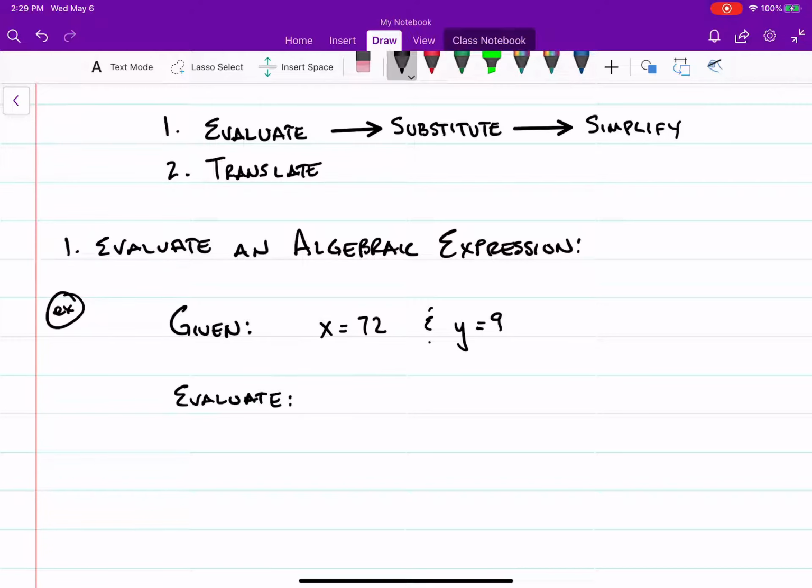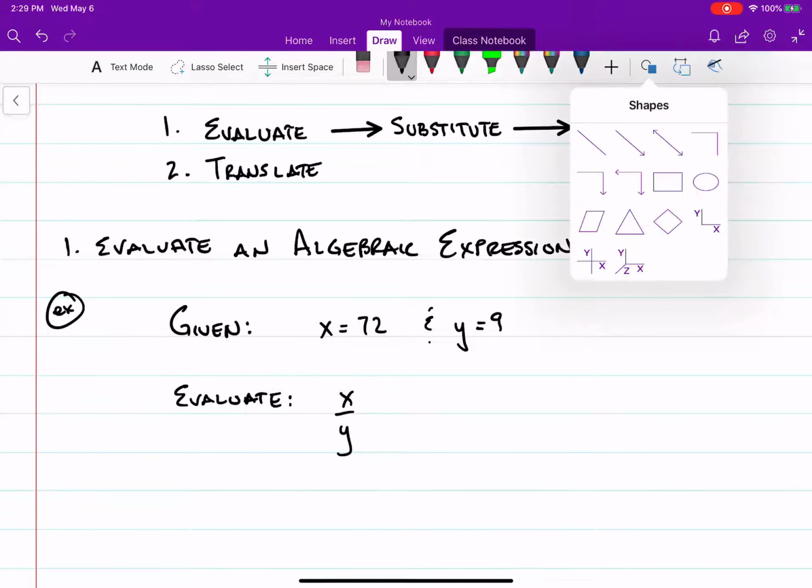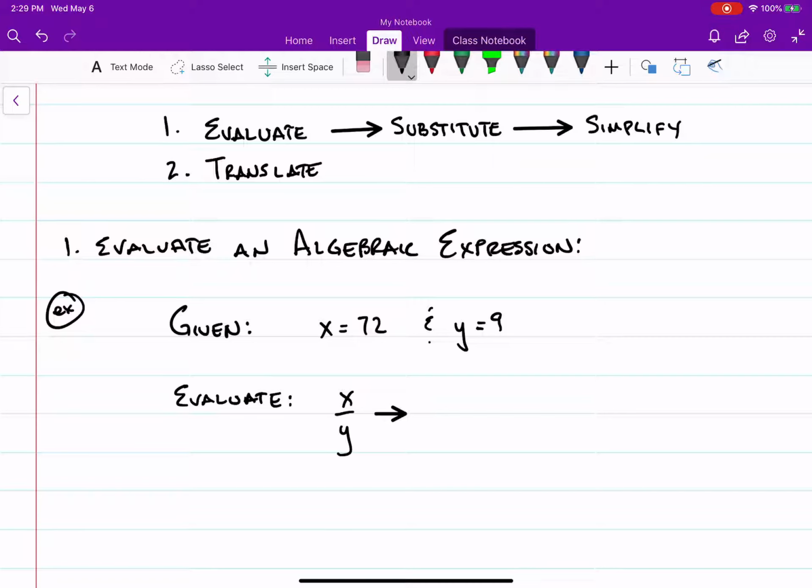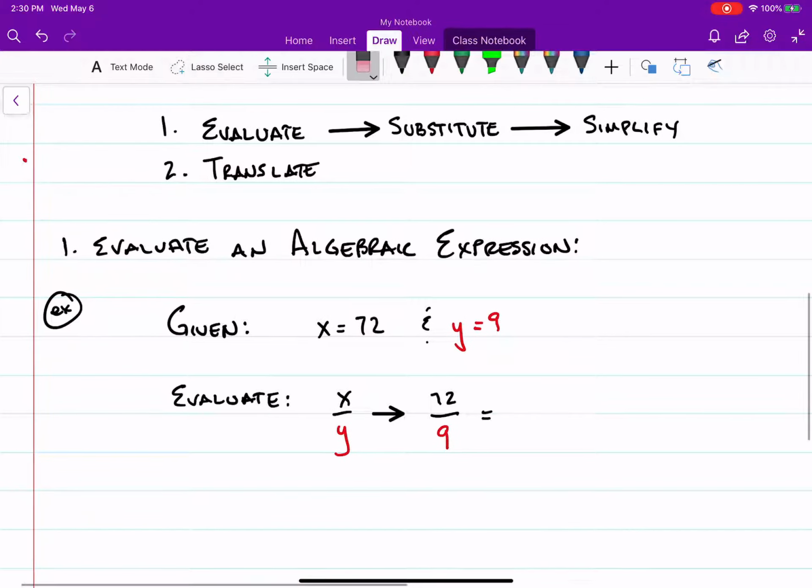All right. So it might tell you to evaluate x over y. So before I even do that, let's call that red. So I want to also choose this to be red. All right, so now what we're going to do is we're going to substitute. So this step is where the substitute comes. We're going to put in the value for x, which is 72. We're going to put in the value for y, which is 9. And then from here, we would evaluate, or I should say, simplify.